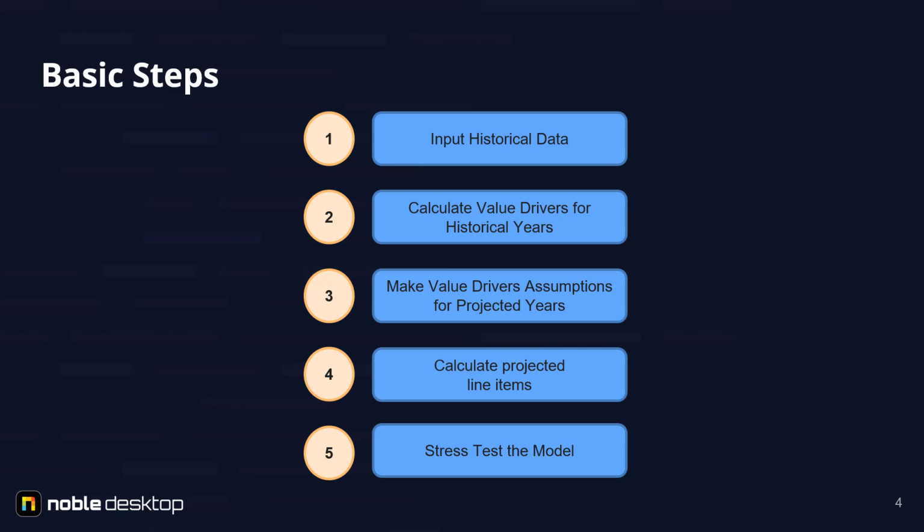The fourth step would be calculating projected line items for usually the three financial statements and some schedules you might have in your financial model, such as a debt schedule, working capital schedule, and so on and so forth. And after the model is completed, the final step would be stress testing the model, making sure it works properly and there are no errors in it.